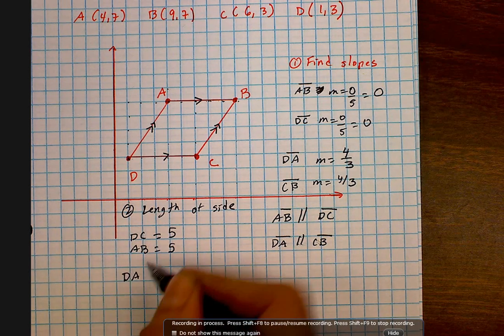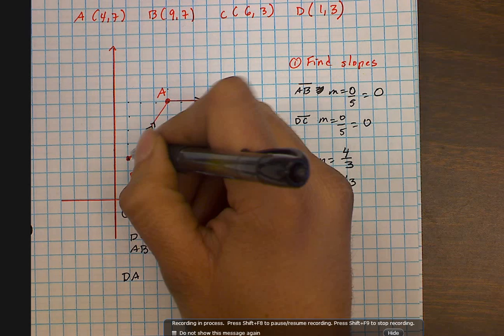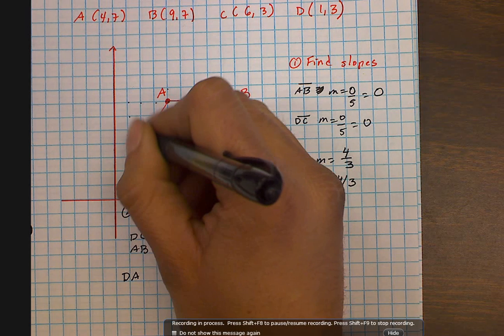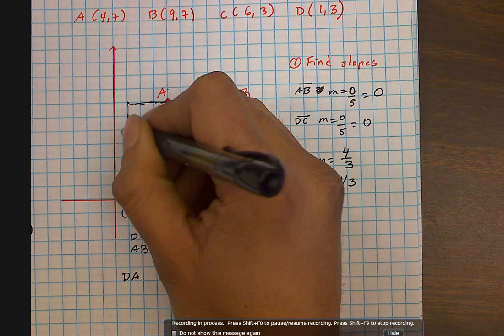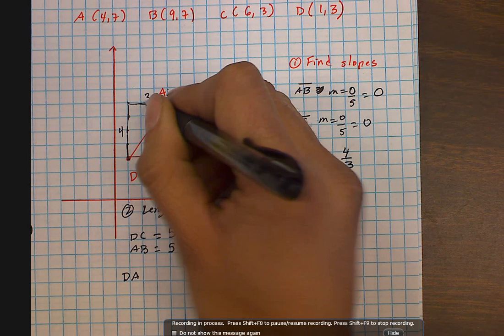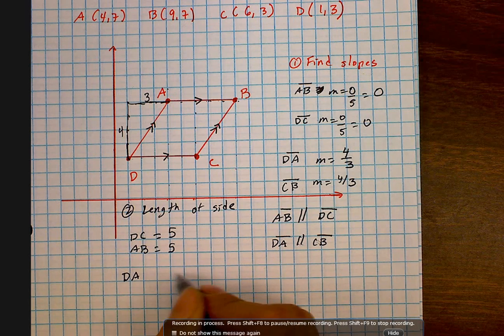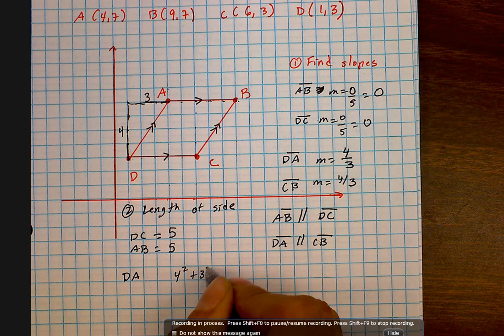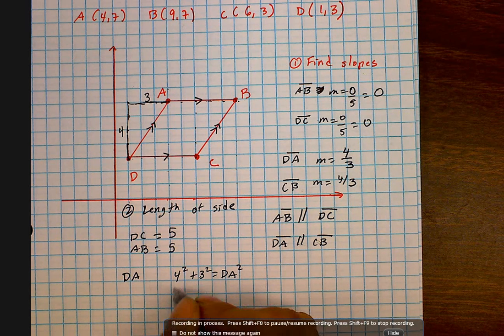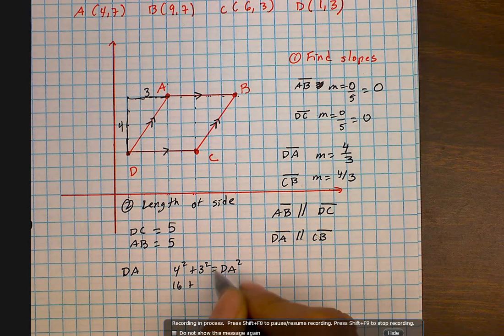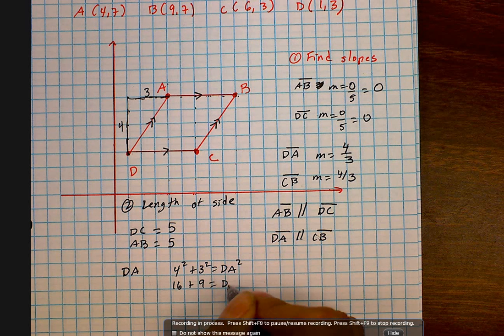And so in order to do that, we can use the Pythagorean theorem. What you have to do is make a right triangle, and you know you go up 1, 2, 3, 4, and that one is 3. And then all you have to use is the Pythagorean theorem. So to find DA, you do 4 squared plus 3 squared is equal to DA squared. Now 4 squared is 16. 3 squared is 9, and that is equal to DA squared. Now 16 plus 9 is 25.